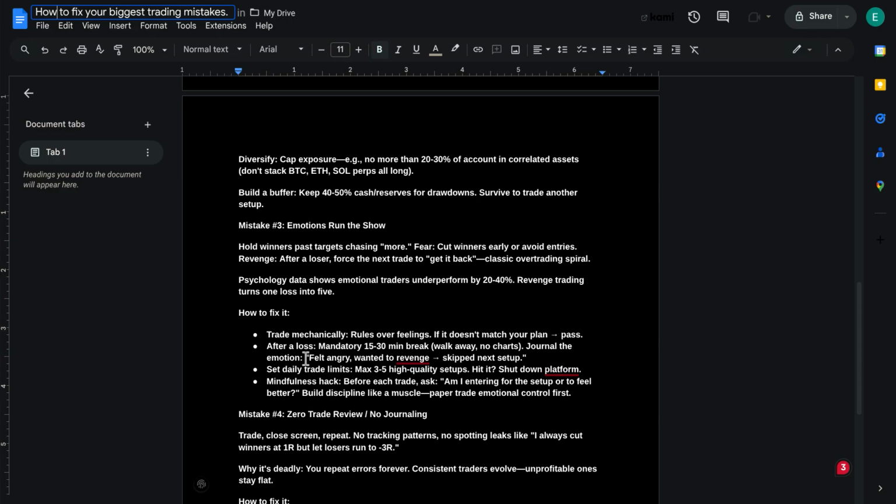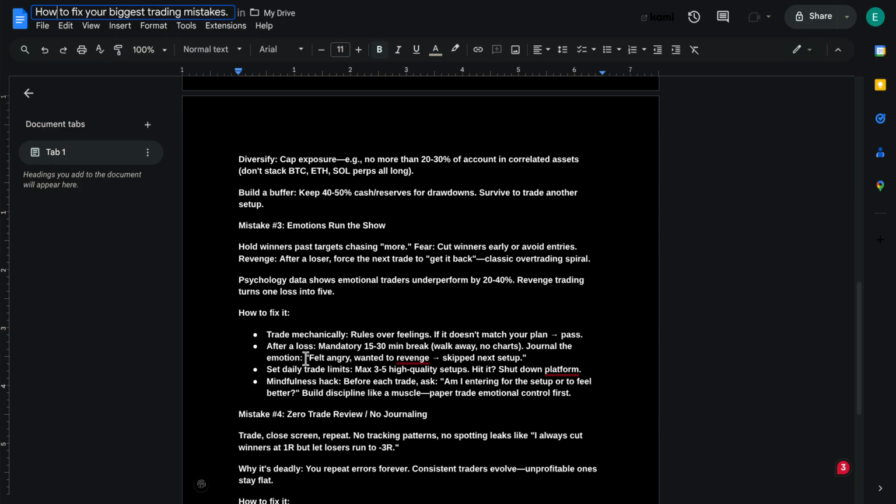Now, how do you fix it? Like I said before, you should have a clear trading plan. And in this trading plan, include some rules. For example, mine is you can only take 2 trades a day. It doesn't matter if those 2 trades are wins or if those 2 trades are losses, you just stop trading. You must trade mechanically, use rules over feelings. If it doesn't match your plan, then pass it right along.